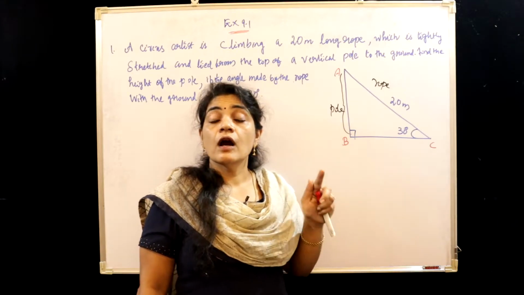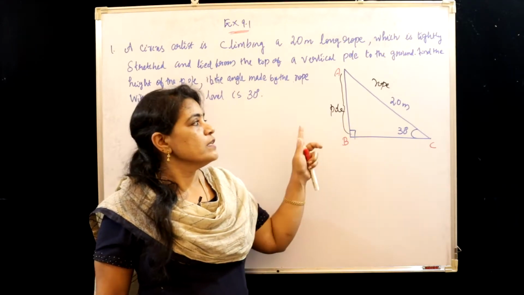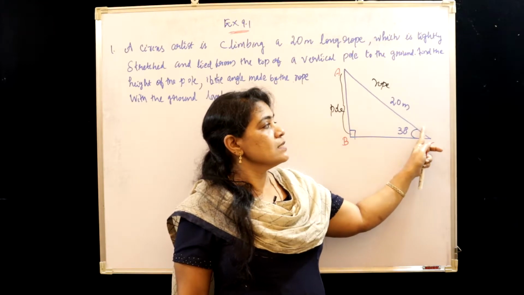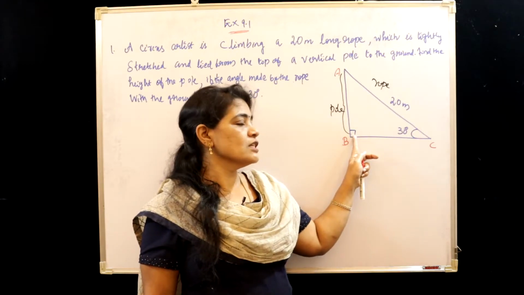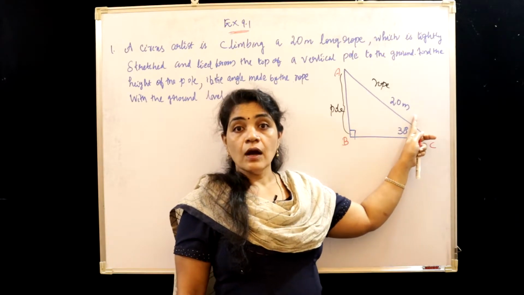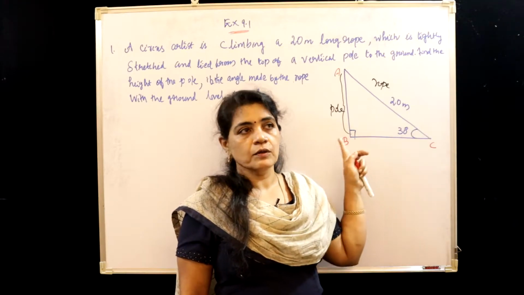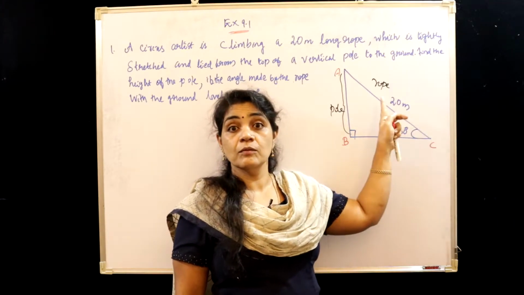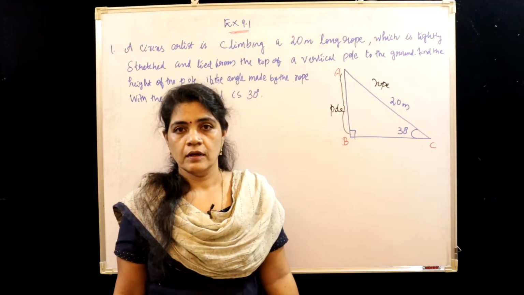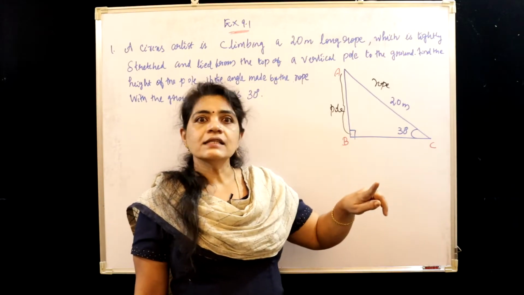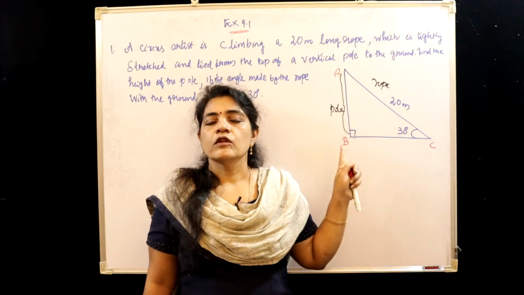In that case, we have to select a ratio which includes the hypotenuse. With respect to this angle, AC is the hypotenuse, and this is a known quantity. 20 meters is the length of the rope that is given. And in that case, there will be only one unknown, that will be the height of the pole.